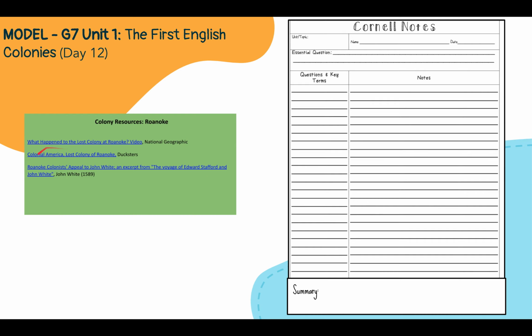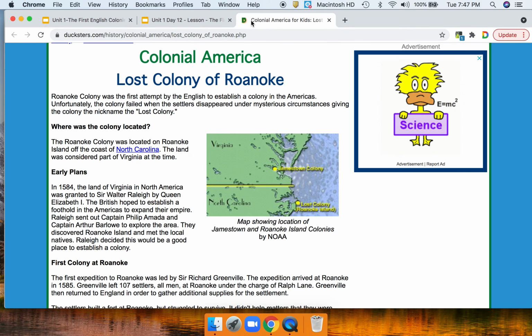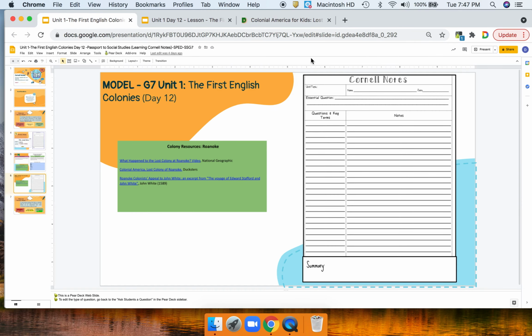We're going to be looking at this text resource, Colonial America, Lost Colony of Roanoke, in the resource Ducksters. So this is the lesson, Unit 1, Day 12. And this is our resource that we're using. So what I want to do is first look at the title, Colonial America, Lost Colony of Roanoke. That's going to tell me what it is that I'm taking notes about. So here we can write down either the title or an essential question.